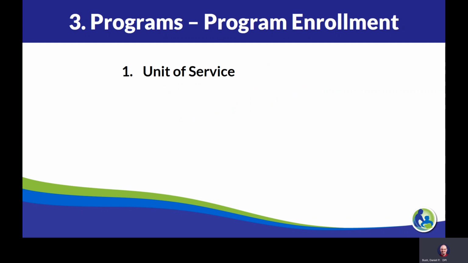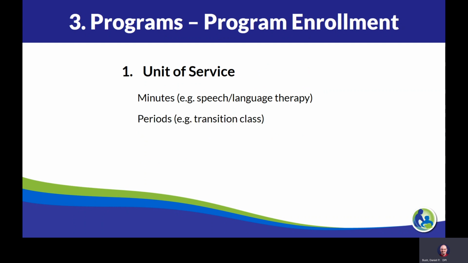This is how you are going to allocate a program cost among the individual students in your district or LEA. We have 4 ways to do this. The first one is by minutes. So for a service like speech or language, where you have on the IEP specifying a certain number of minutes of service, and those services are generally provided 1 student at a time, these would be the kinds of things most appropriate to use a minute unit of service for.